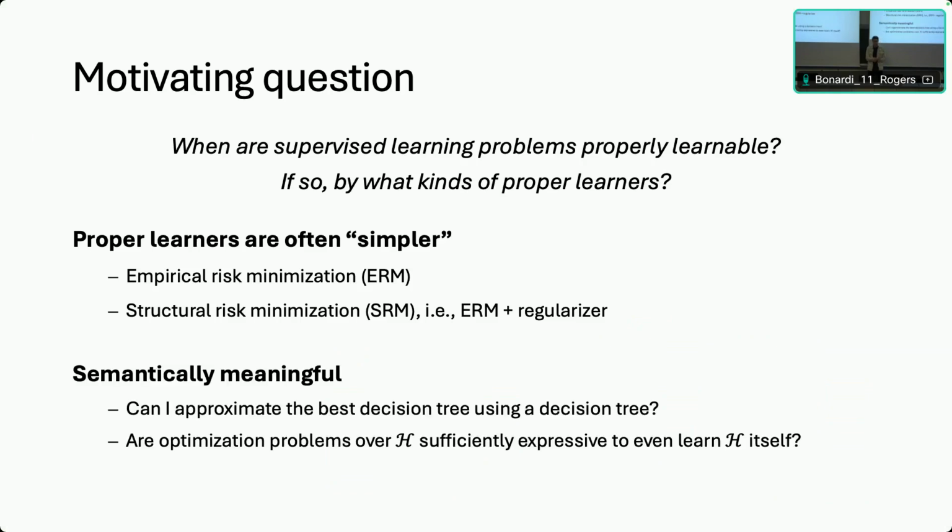Another reason you could be interested in properness is that it's semantically a very meaningful condition. Properness, recall, is just, can I learn my hypothesis class using only hypotheses in that class? So for example, can I approximate the best decision tree only using decision trees? And relatedly, are optimization problems over H powerful or expressive enough to even learn the class H itself? So it has a very natural interpretation.